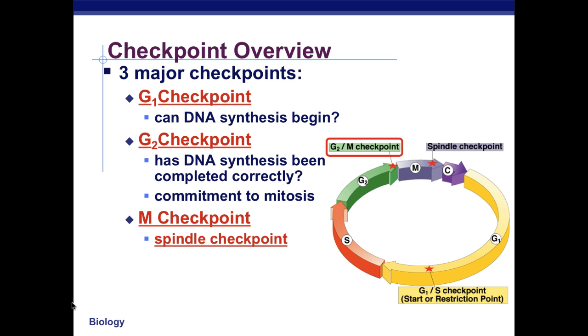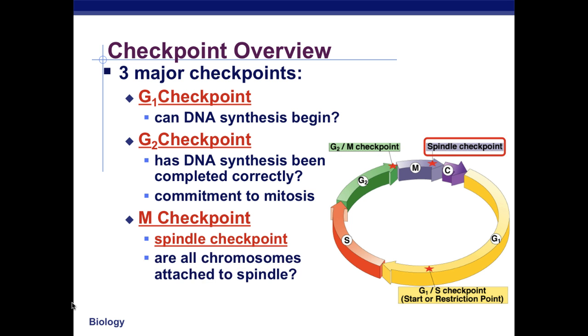The M checkpoint is the spindle checkpoint, and the question asked is, are all chromosomes attached to the spindle, and can sister chromatids separate correctly? We know that the chromosomes have to eventually line up on the metaphase plate, so the spindle fibers need to attach correctly in order for the sister chromatids to be pulled apart and become individual chromosomes for each daughter cell.